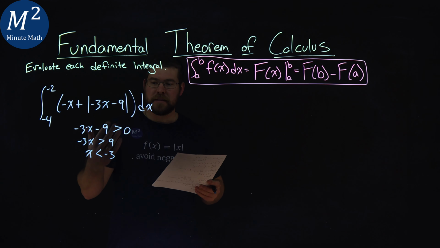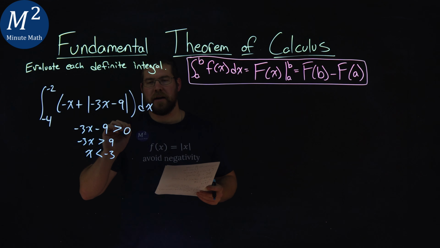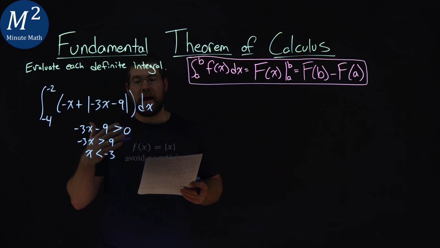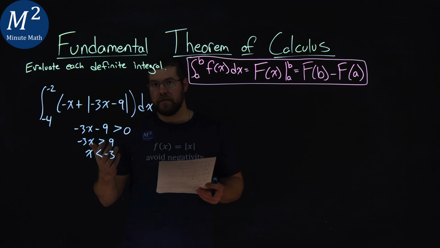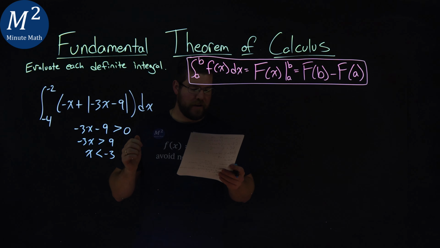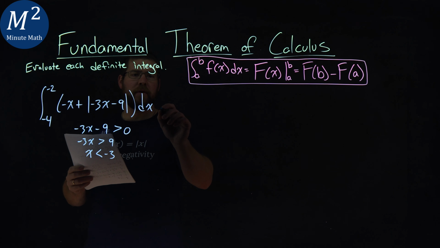So when x is less than negative 3, we have a value that's greater than 0 inside of the absolute value. But when x is greater than negative 3, we're going to have a negative value in here. So we're going to have to rewrite this integral in two parts. This is what we're actually going to do here.